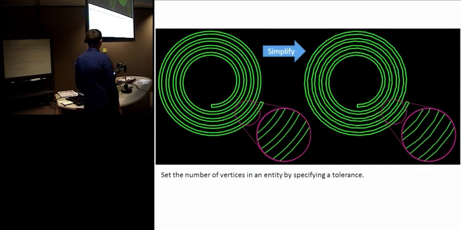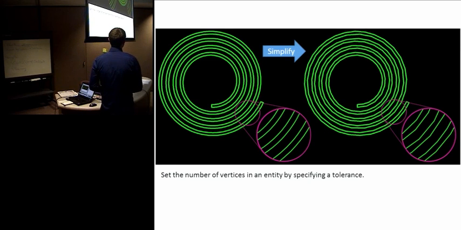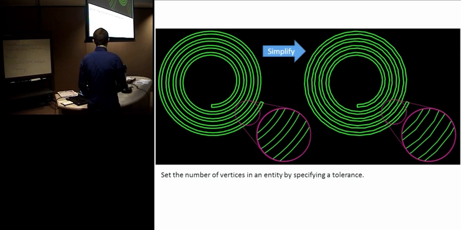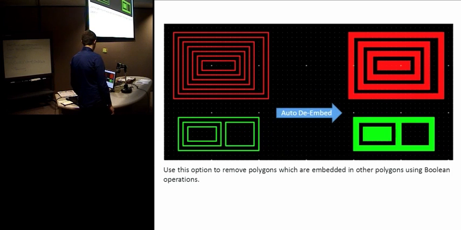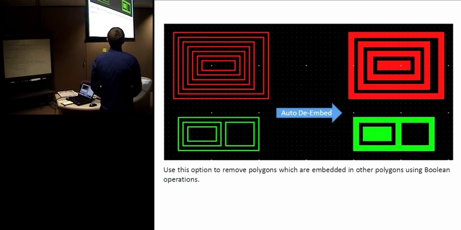We're able to simplify entities a little better. So here we have a spiral, and we've simplified it by creating a number of lines. And we can specify a certain tolerance, and that will tell you how much it's simplified. This de-embed feature got a little bit easier to use. It's based on a set of Boolean operations, and we can remove entities that are embedded in other ones.